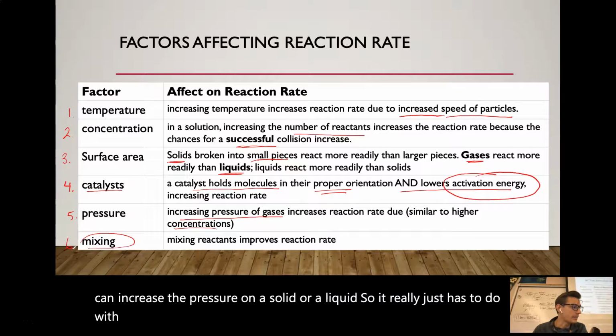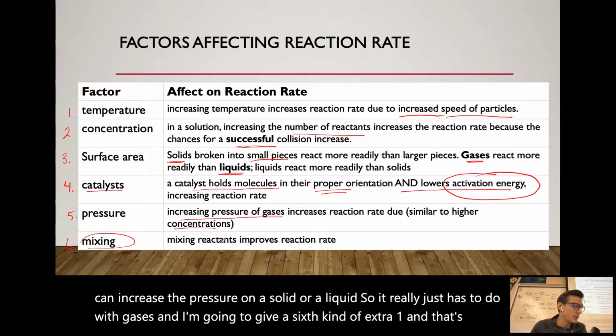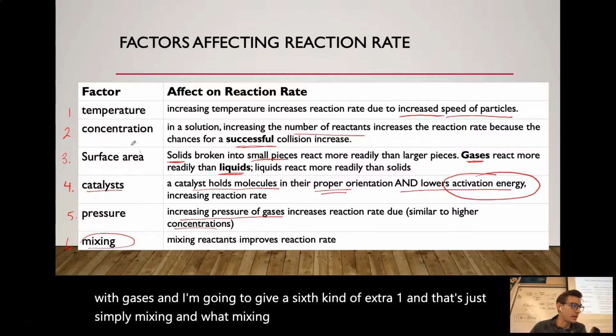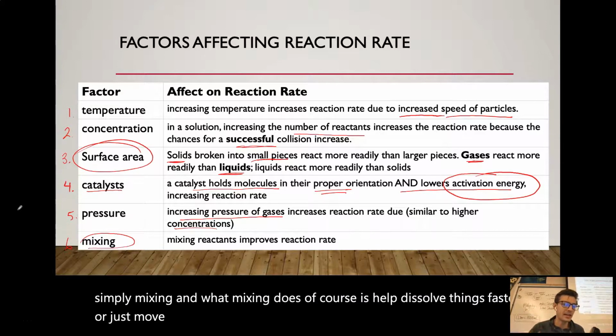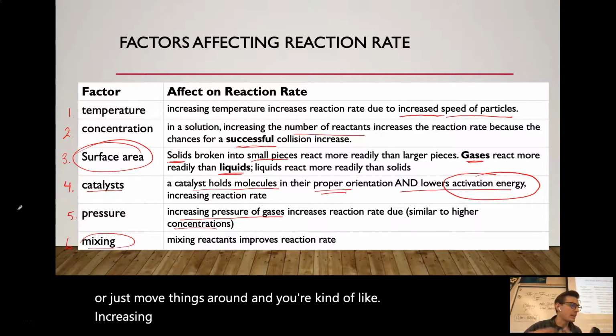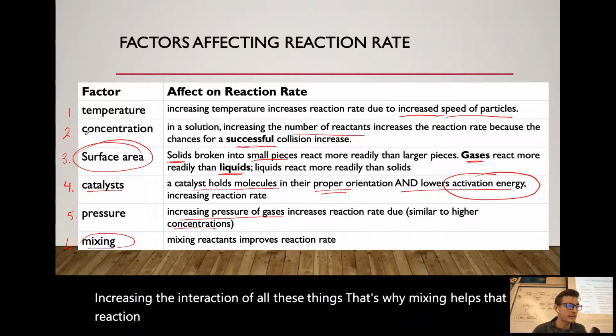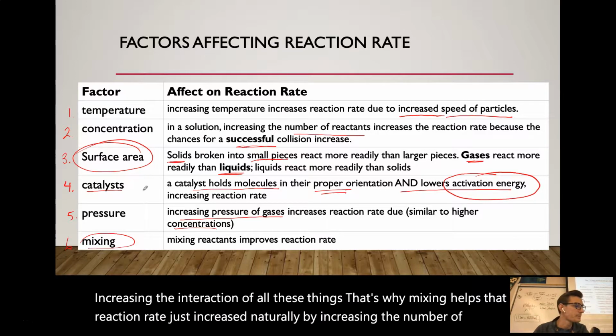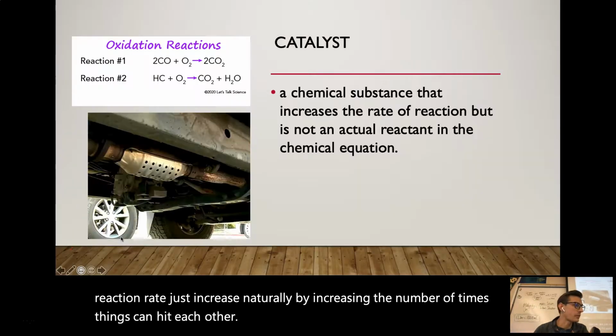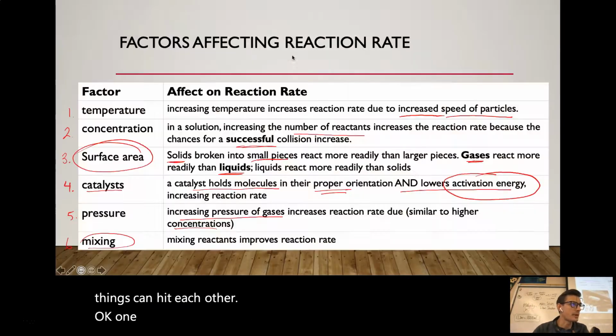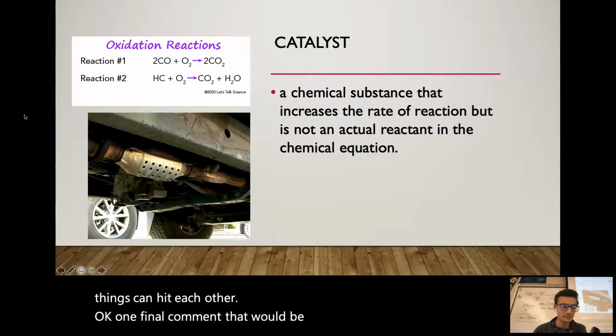And I'm going to give a 6th, kind of extra one, and that's simply mixing. What mixing does, of course, is help dissolve things faster or just move things around. You're kind of increasing the interaction of all these things. That's why mixing helps the reaction rate increase naturally, by increasing the number of times things can hit each other. Okay, one final comment, and that would be on a catalyst.